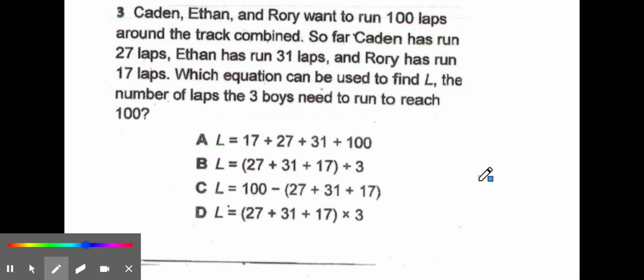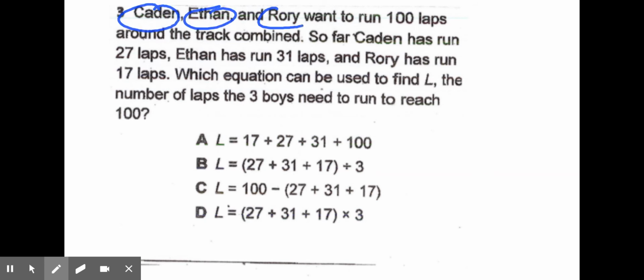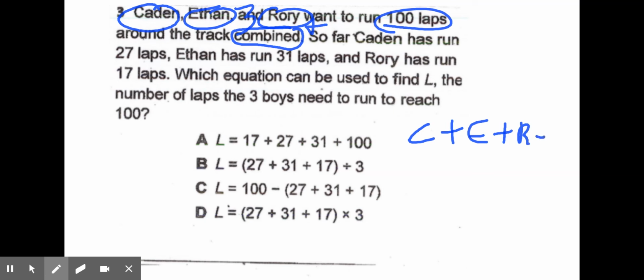All right, we're back to the letter for an unknown quantity. It says Caden, Ethan, and Rory. I'm going to circle that because I want to just keep track that that's 3 kids. Want to run 100 laps around the track combined. Ooh, what does combined mean? Add. So if I take Caden and Ethan and Rory and I add them up, I should get 100.